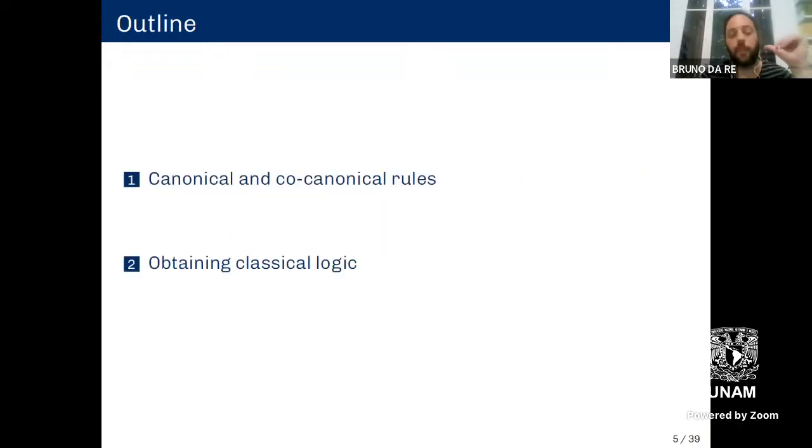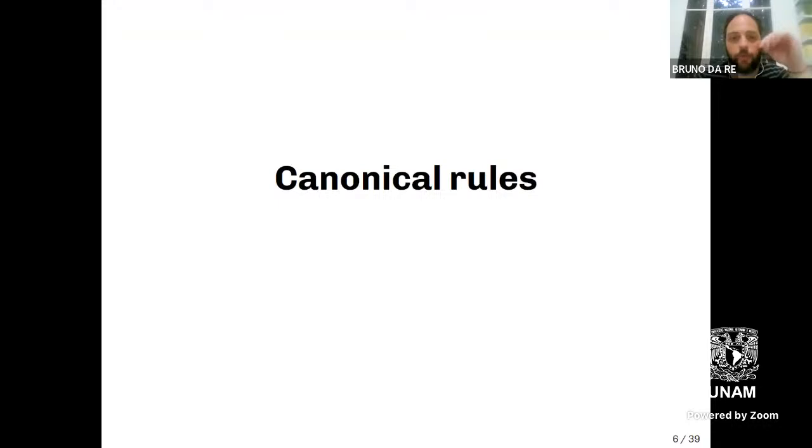So the plan of the talk is the following. First, I will present what we will consider to be a well-behaved rule, and this will be canonical and co-canonical rules. And after that, I will show how to obtain classical logic. I will go a bit fast because I don't have too much time, but hopefully I will do it. Well, let's start with canonical rules.